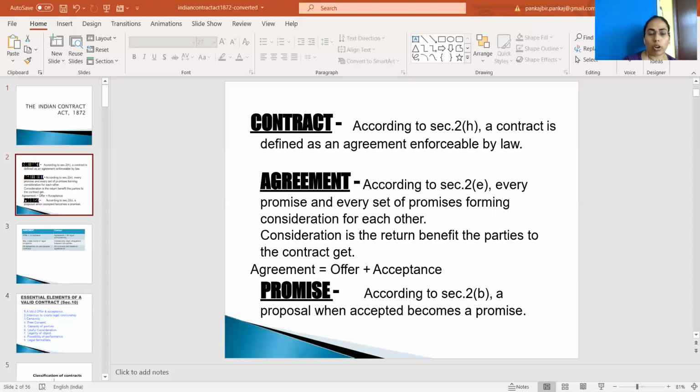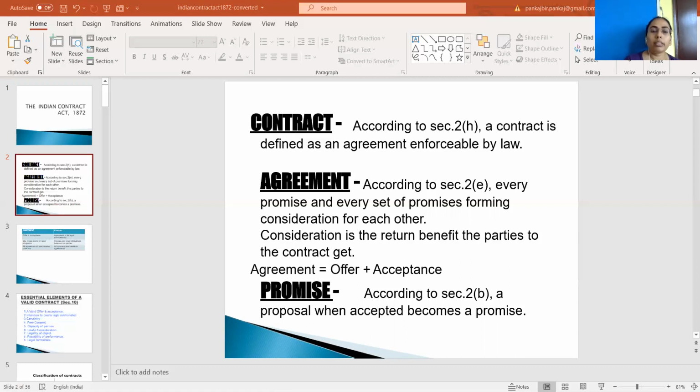So according to section 2(h) of the Indian Contract Act, a contract is defined as an agreement which is enforceable by law. So as you see in the definition, there are two most important aspects of a contract. First is an agreement and second is legal enforceability. So first we understand what an agreement is.